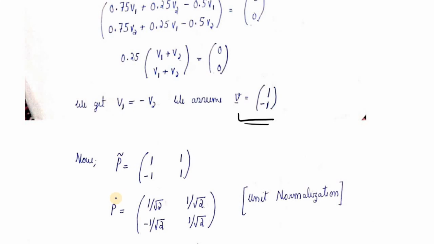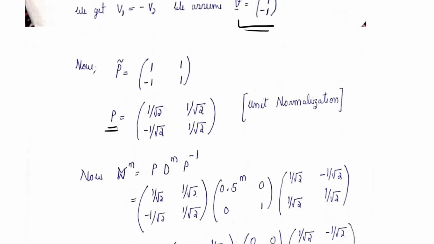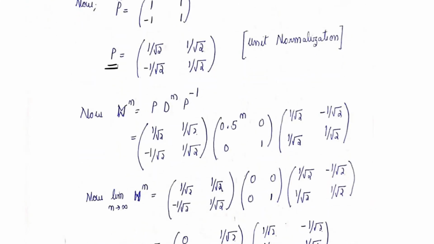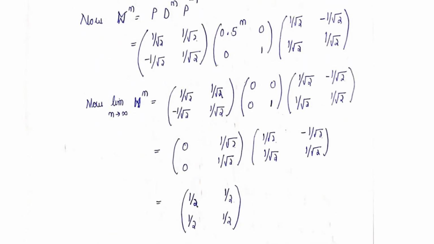We need to normalize it as well, because P is a normalized matrix, and one reason why we normalize it is that it is orthogonal. So now we proceed and say that W raised to n is P, D raised to n, P inverse. We do the multiplication, and then take the limit of it, and conclude that as n tends to infinity, W raised to n is this matrix where every value is 0.5.